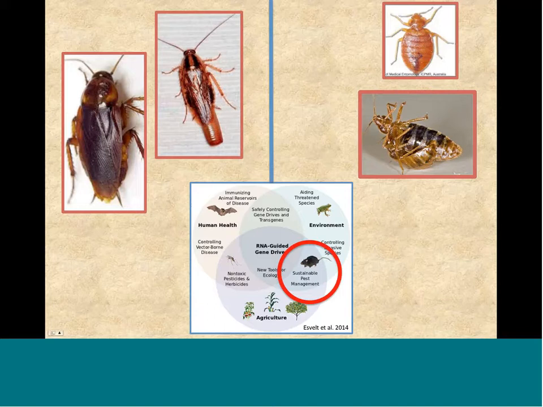With roaches, if you're talking about farms or anything else, a release would be more feasible. But I just want to give you a sense of how it's very important to understand the ecology and the genetics of the species to know whether these approaches would be valuable.